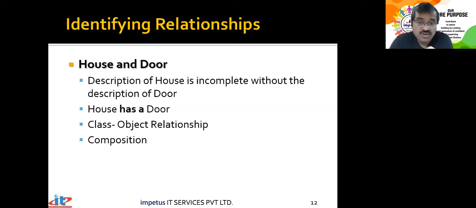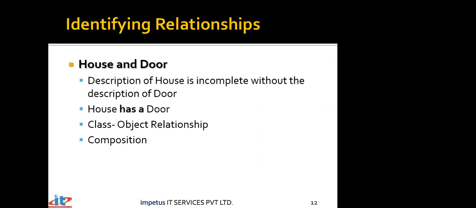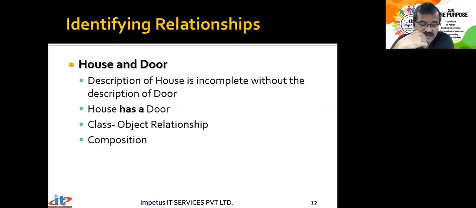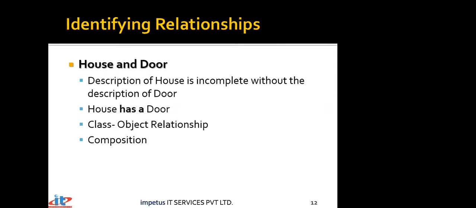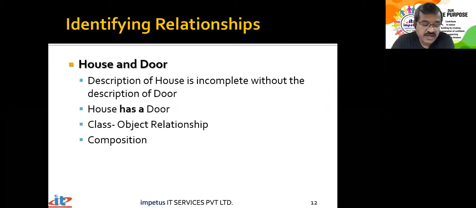And that field is not of basic type like int or char or float. It's of type class, some other class. Means data type is an object. Data type is a class. Because if I say int roll number, likewise I'll say class door: main door, back door kind of thing. So I'll define two objects of that particular type.